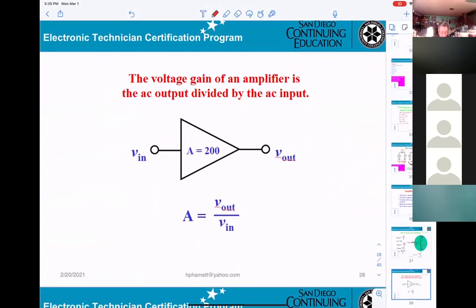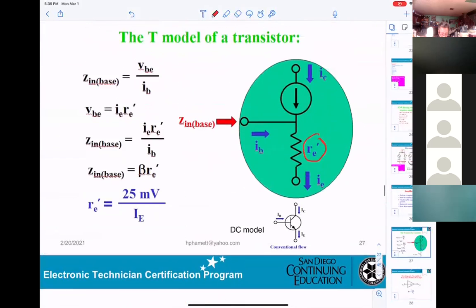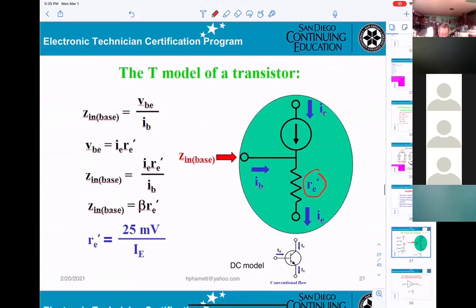Okay, just one question, going back to the beta. Now, isn't beta equal to IC over IB when we're looking at DC? Right. Beta will be equal to IC over IB. But over here, when they substitute that in, beta is IE over IB, isn't it?